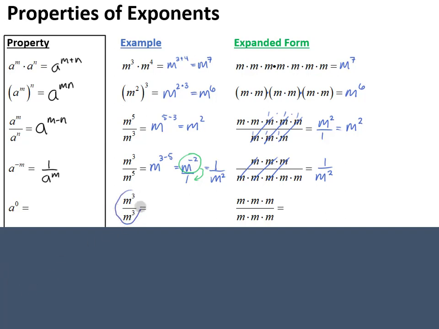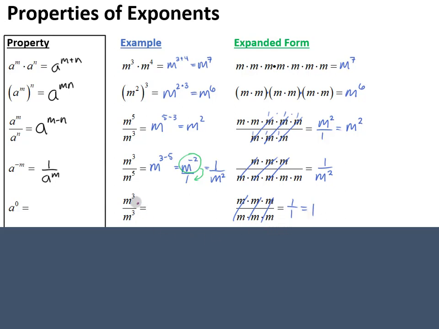So here's our example. What if I had m to the third over m to the third? Well, we would know here's our expanded form. That's just 3 m's being multiplied together in top and bottom. And actually, everything cancels out. We end up getting 1 over 1, or 1.